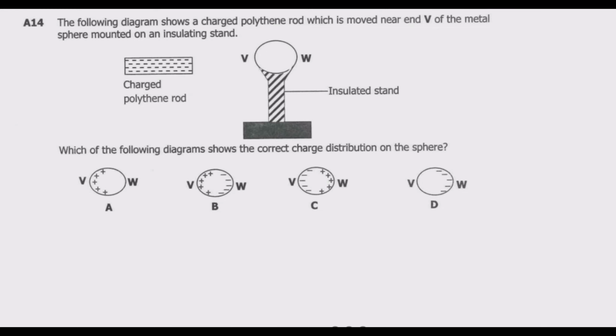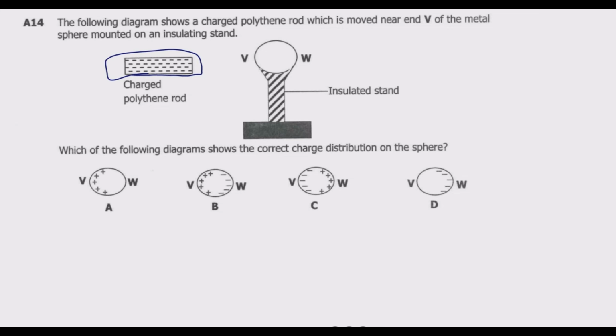Let us look at question A14. The following diagram shows a charged polyethylene rod which is moved near end V of the metal sphere mounted on an insulating stand. Then you notice that the charged polyethylene is negatively charged. You see these are negative charges. Which of the following diagrams show the correct charge distribution on the sphere? So basically, you are bringing the negatively charged rod near.